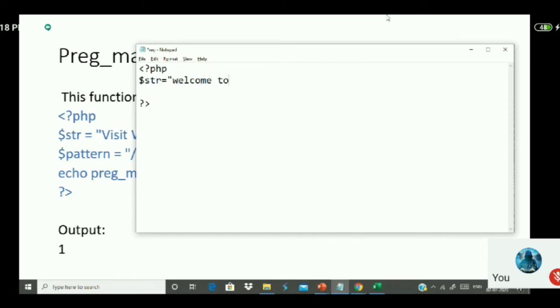Welcome to PHP class. So this is my sentence. Now I want to ensure whether there is a pattern called "class" in my sentence here. So I frame a pattern like this. You know how to frame a pattern. So pattern equal to, okay, so I use like this. Listen carefully.